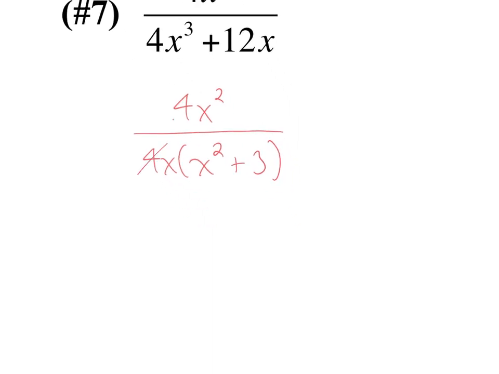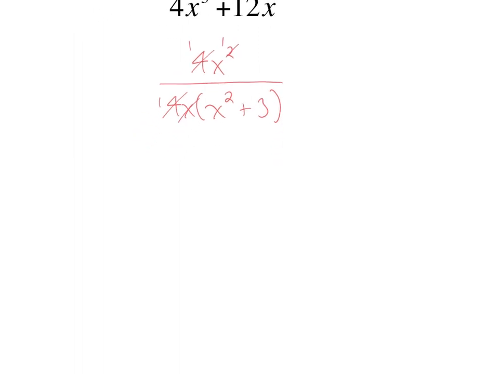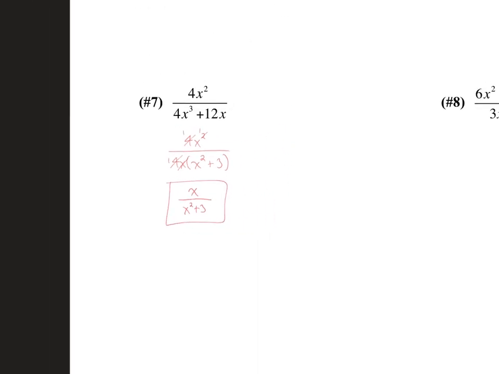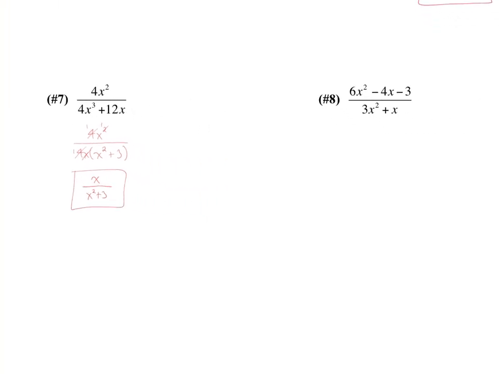Okay, can we do any canceling now or reducing? Well, 4 and 4 are going to cancel and go to 1 and 1. And then how many x's are going to cancel there? Well, we have 1 on the bottom. We're going to cancel 1 on top, so we're going to be left with x over x squared plus 3. And there we go. All right, the last one looks really tricky.